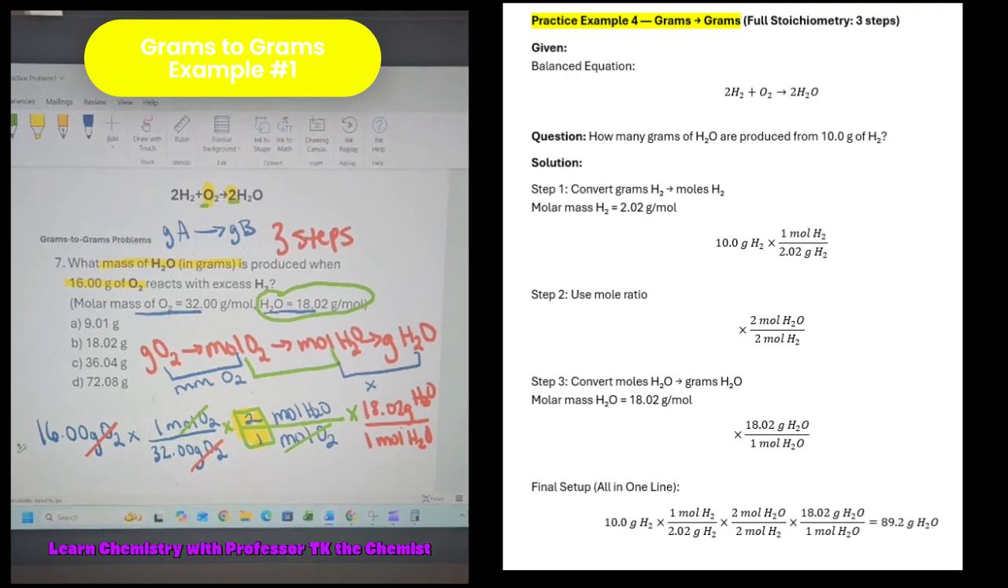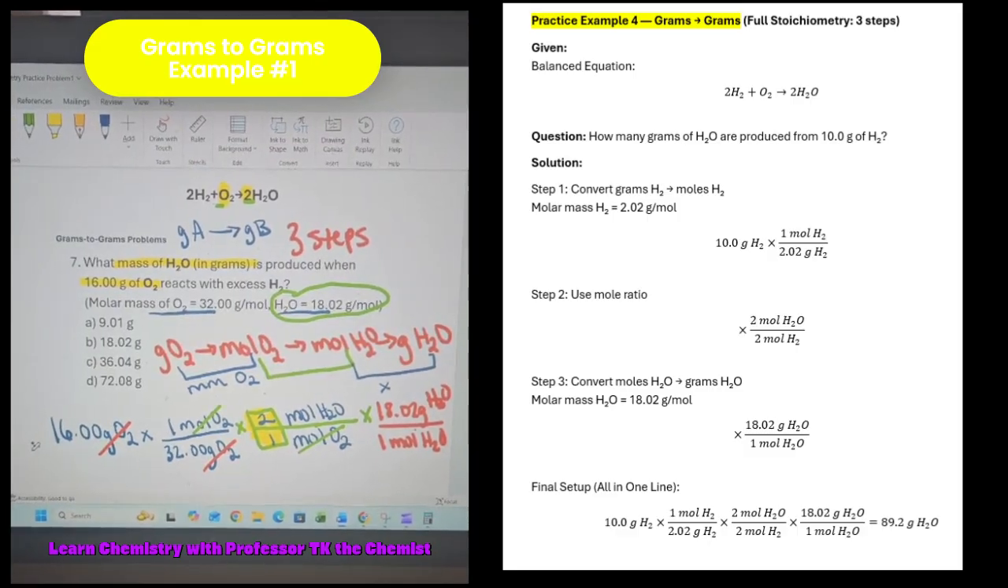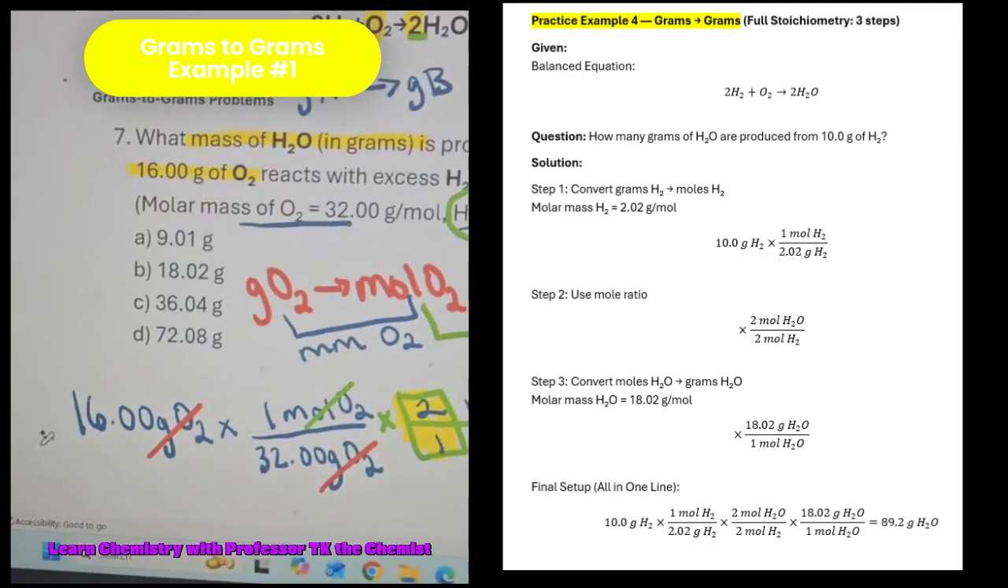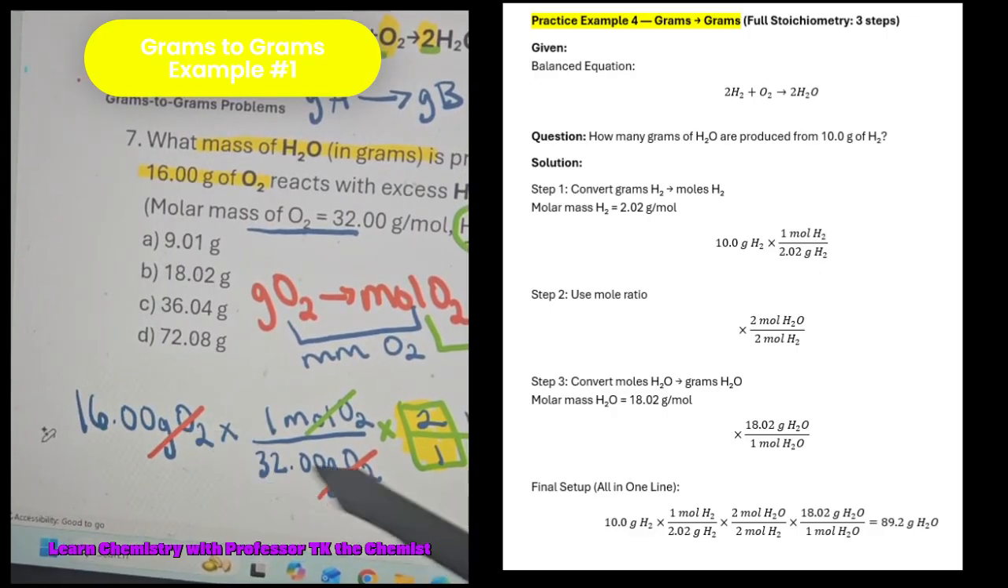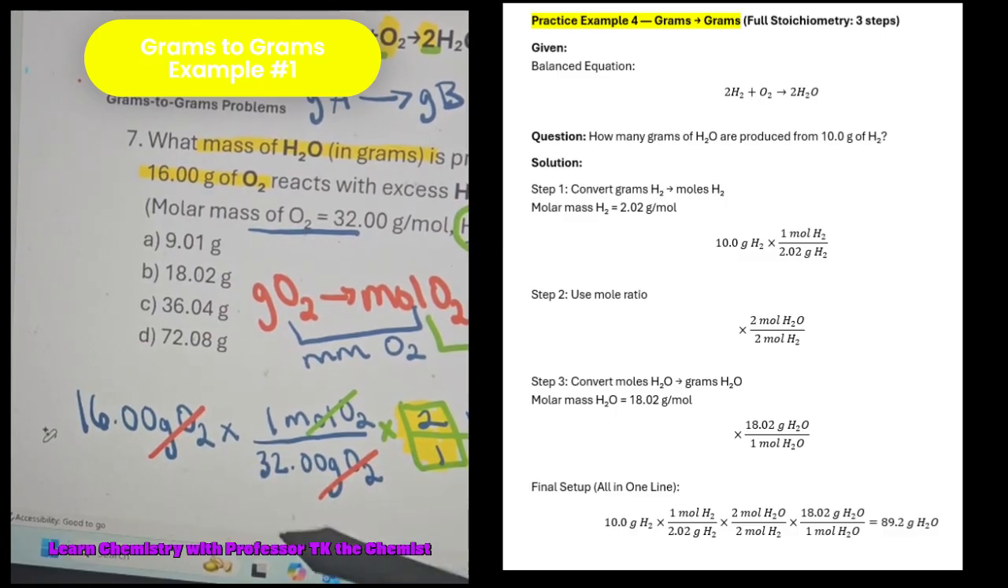The question was, how do you know which one goes on the top or the bottom? It's what you're trying to get rid of. So let me zoom in so you can see this. If we look at this first step right here, I started off with the grams. I need to get rid of the grams. That's why I put 32 on the bottom. If I would have put it on the top, 32 grams on the top and 1 mole on the bottom, I cannot cancel them out. So whatever you start with, you want to put it on the bottom so they can cross out.